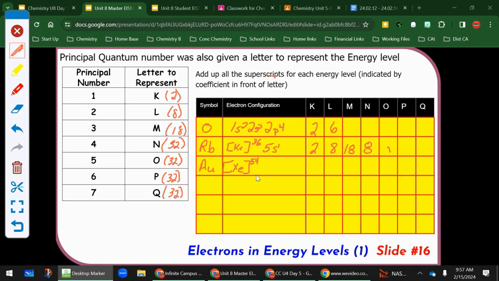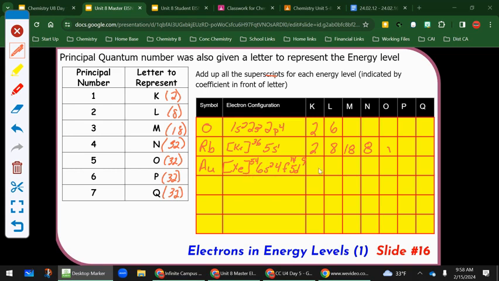Now let's finish it. In that 6th level, what do we got? Don't you dare start with the KLMNOPQ yet. We have not yet finished writing the configuration. 6S2. Then what? 4F14. Then what? 5D9. Okay, 79 total electrons, correct? 54, 56, 79, correct? Good.